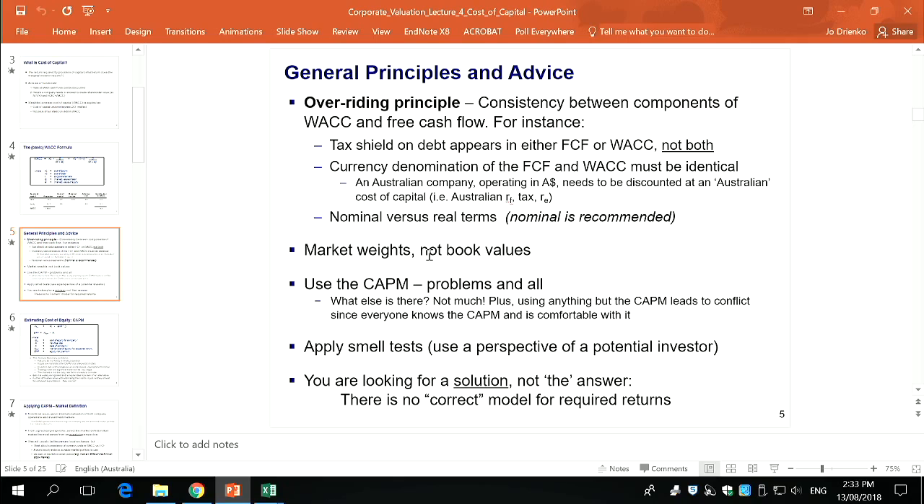So first of all, you need consistency between the free cash flows in the numerator and the WACC in the denominator. Remember, the reason why you're estimating WACC is not because I'm asking you to. You're doing that as analysts because you need to discount the free cash flows. So there has to be consistency between the cash flows that you're discounting and the percentage rate that you're using to discount those cash flows. The tax shield of debt must be either in the free cash flow as a dollar figure or in the WACC as a percentage. It cannot be in both, otherwise you would be double counting.